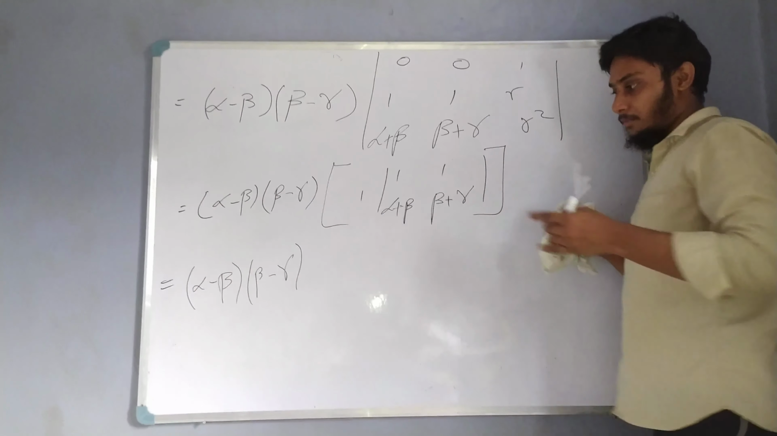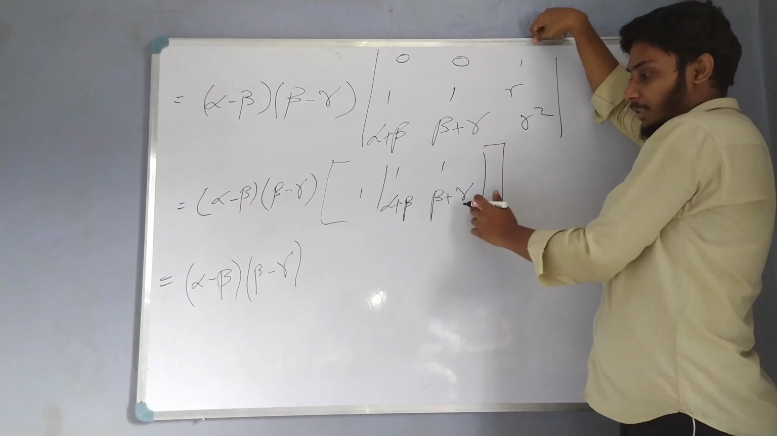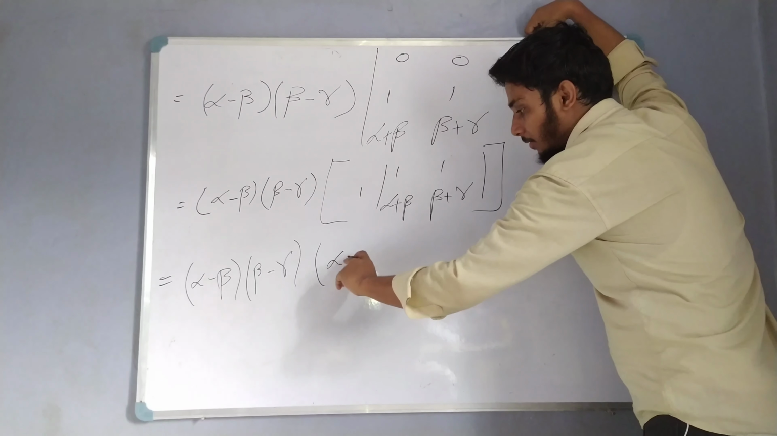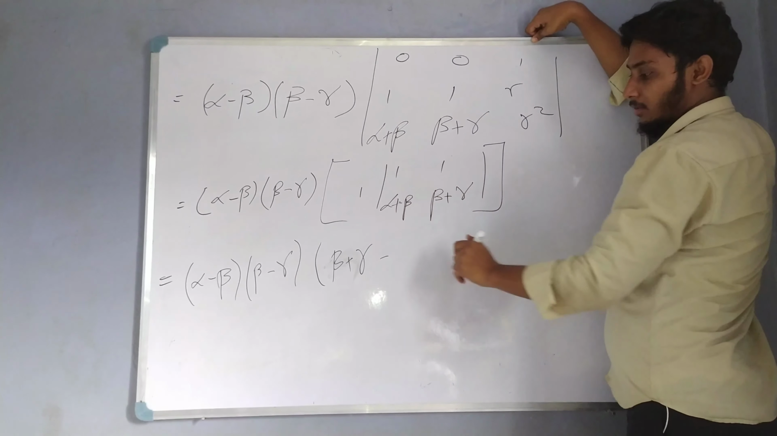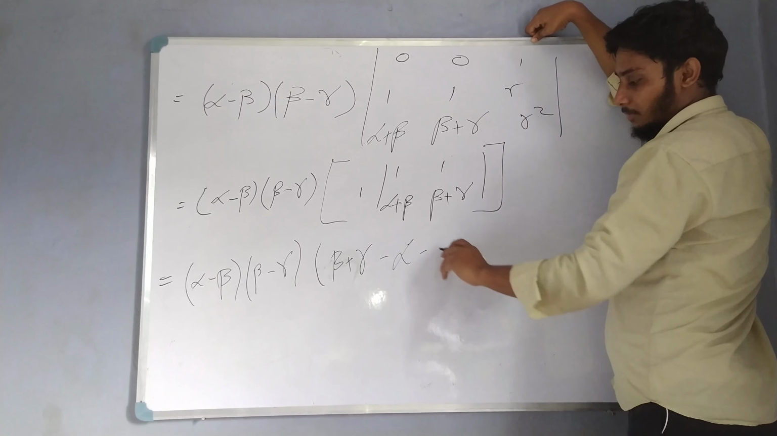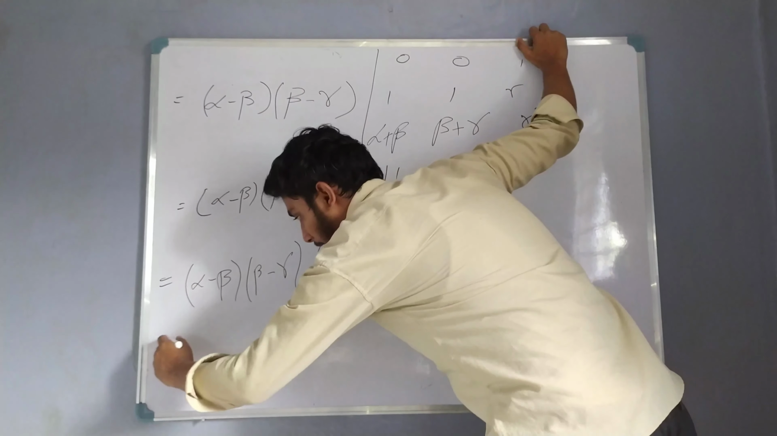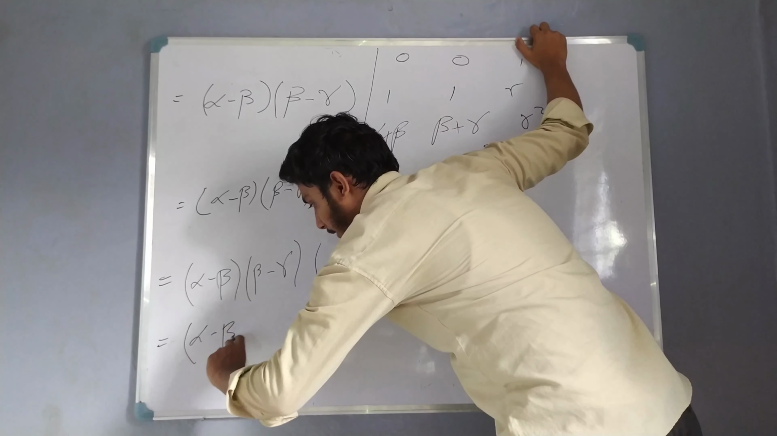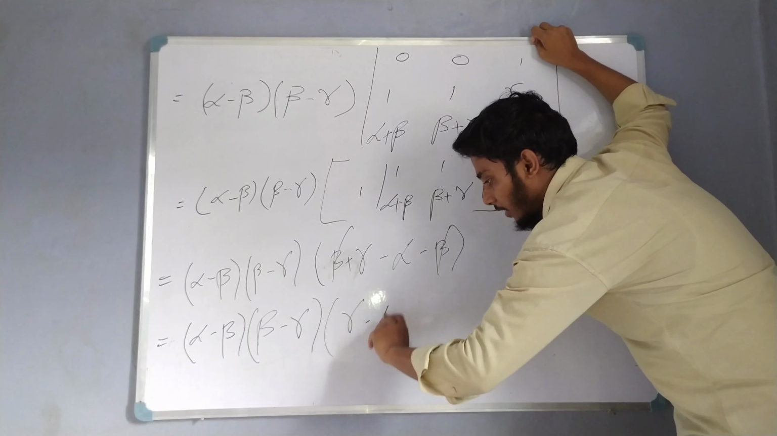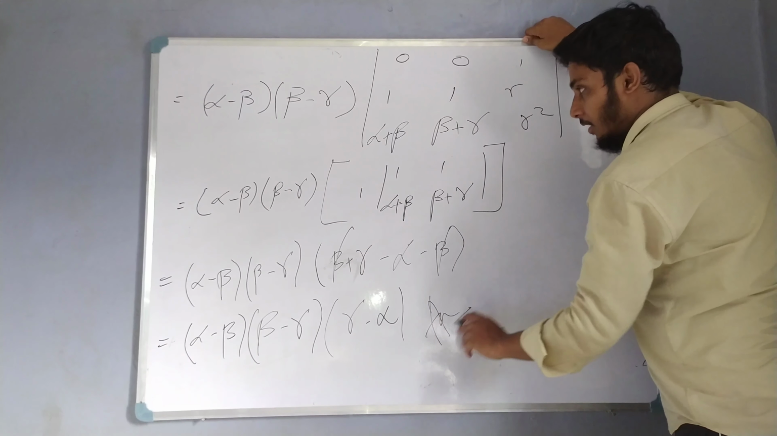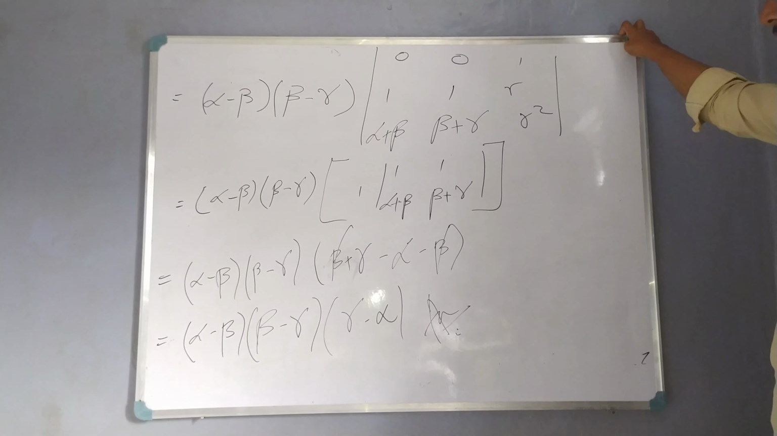Now you know already, I have told you how to expand a second order determinant. So it will be 1 into beta plus gamma. So finally it will be beta plus gamma minus 1 into this. So it will be alpha and plus minus minus beta. So plus beta minus beta will be cancelled out and it will remain as alpha minus beta, beta minus gamma and gamma minus alpha. This is the answer of the question. This is the value of the determinant.